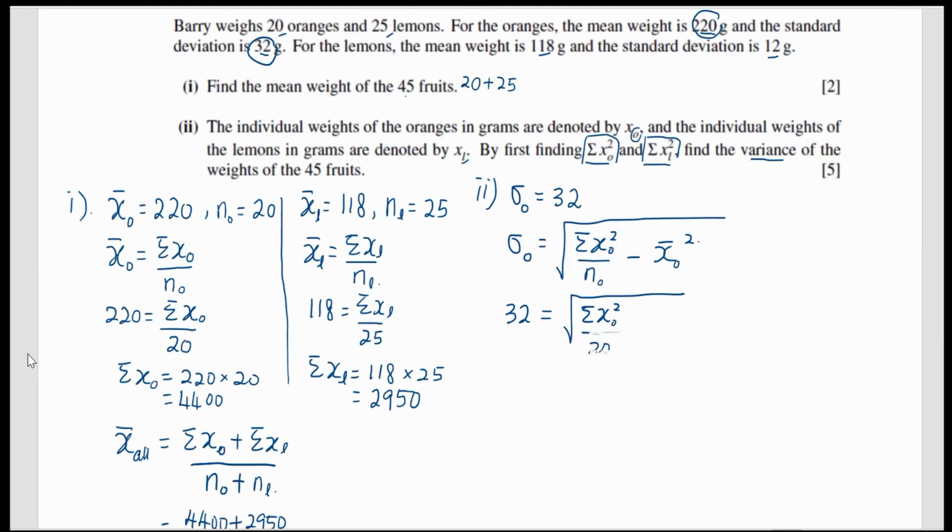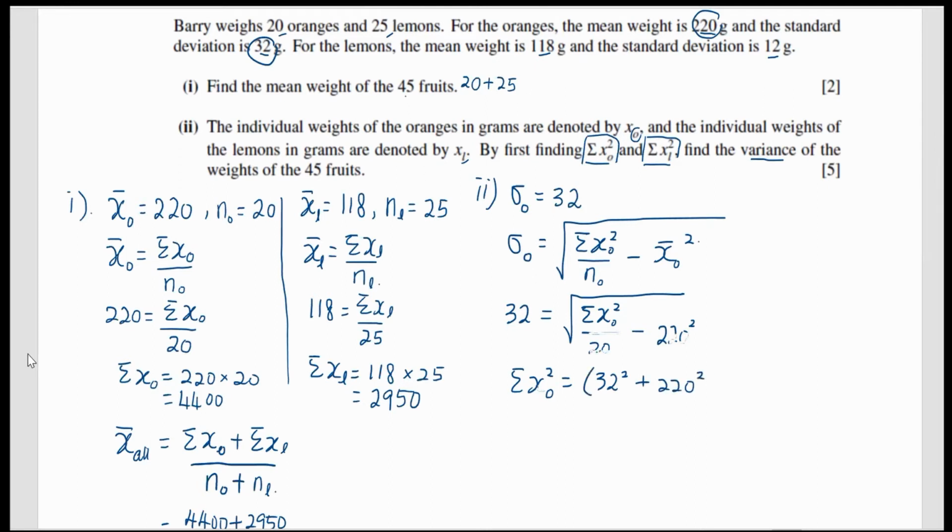Right, we have 20 oranges, and the mean of oranges is given as 220 by the question. Now we should be able to calculate the sigma x squared for the orange. So what happens is 32 needs to be squared because of the square root, right? Bring it to the other side, it becomes squared, and minus 220 grams becomes plus 220 squared.